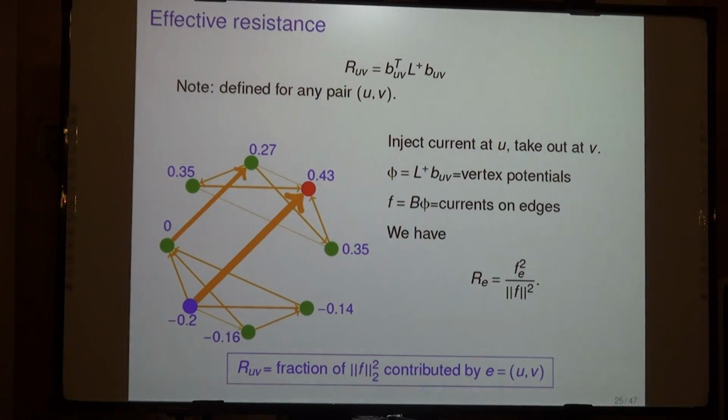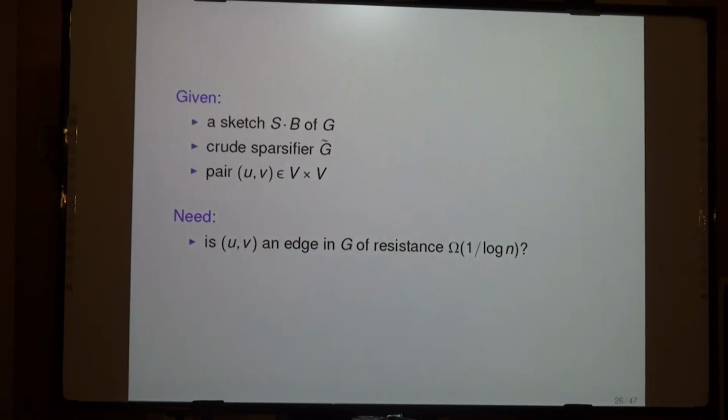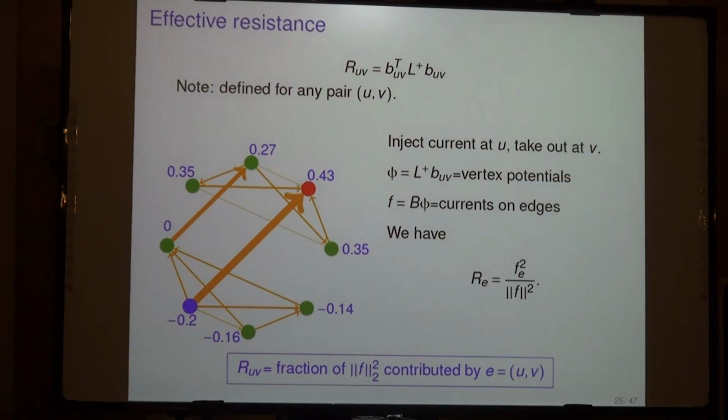That is, edges E in the graph that have high effective resistance are heavy in L2 squared sense. If you know the right set of vertex potentials phi that correspond to routing 1 unit of electrical flow from U to V, then if you look at the matrix B times phi, a lot of the L2 mass of the corresponding vector, B times phi, will be contributed by your edge. Okay, any questions on this?